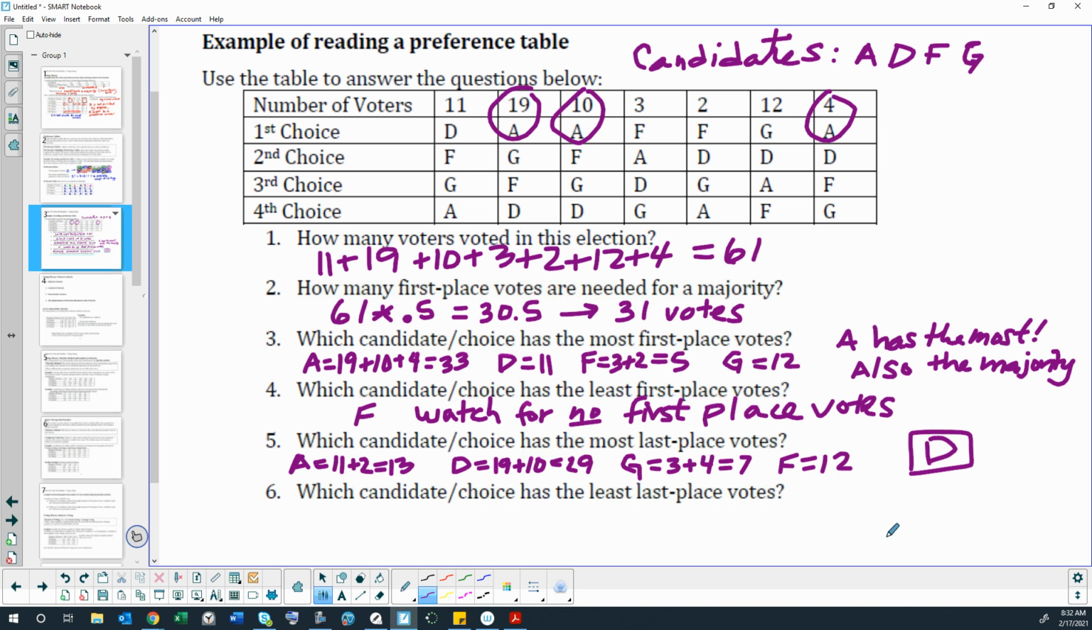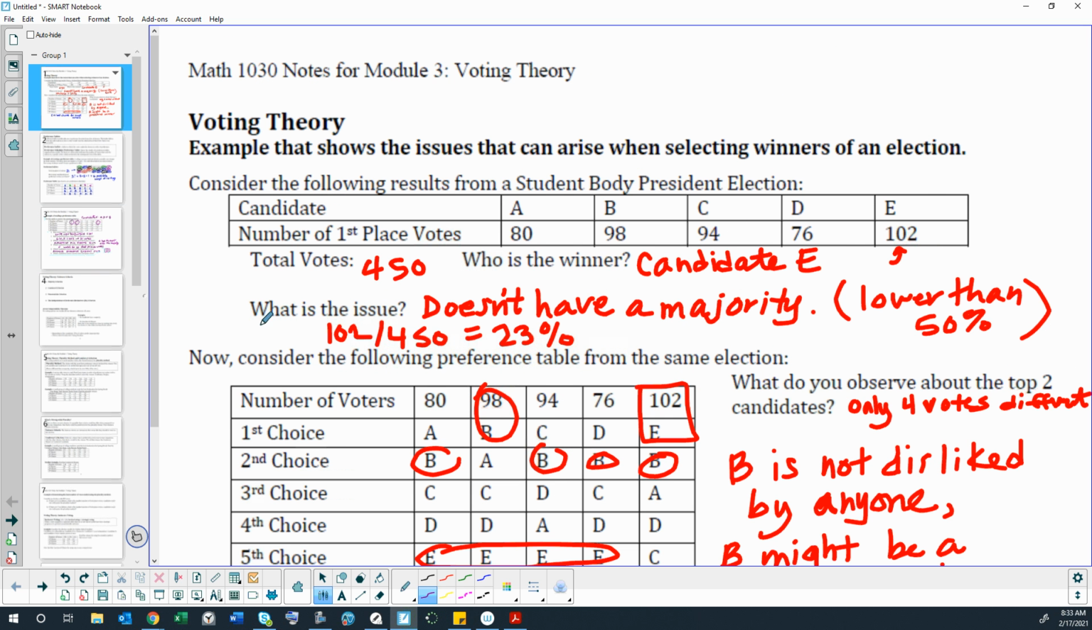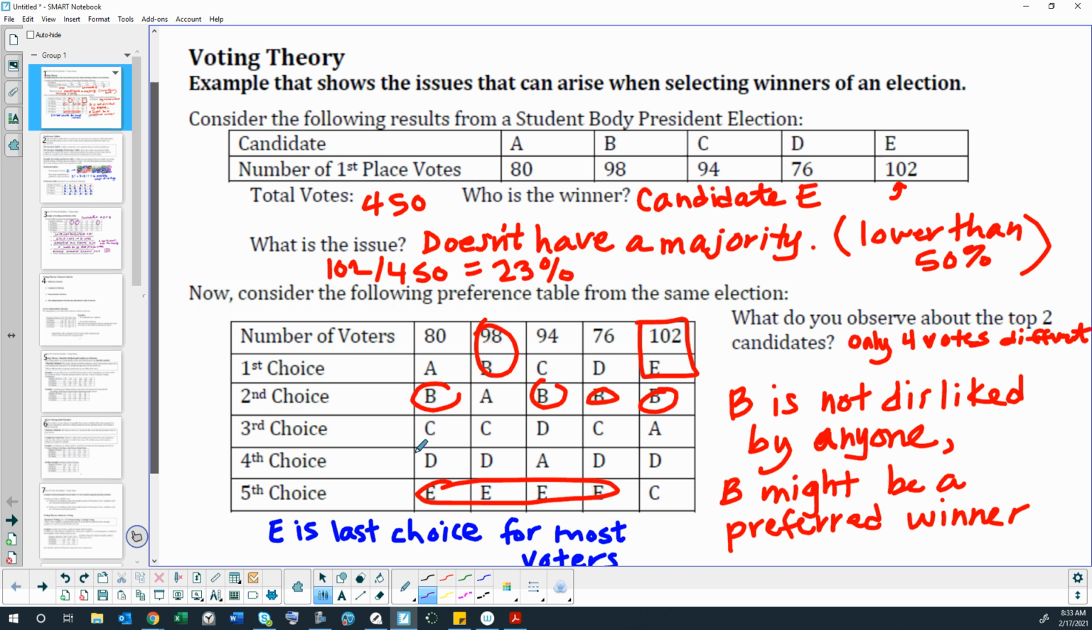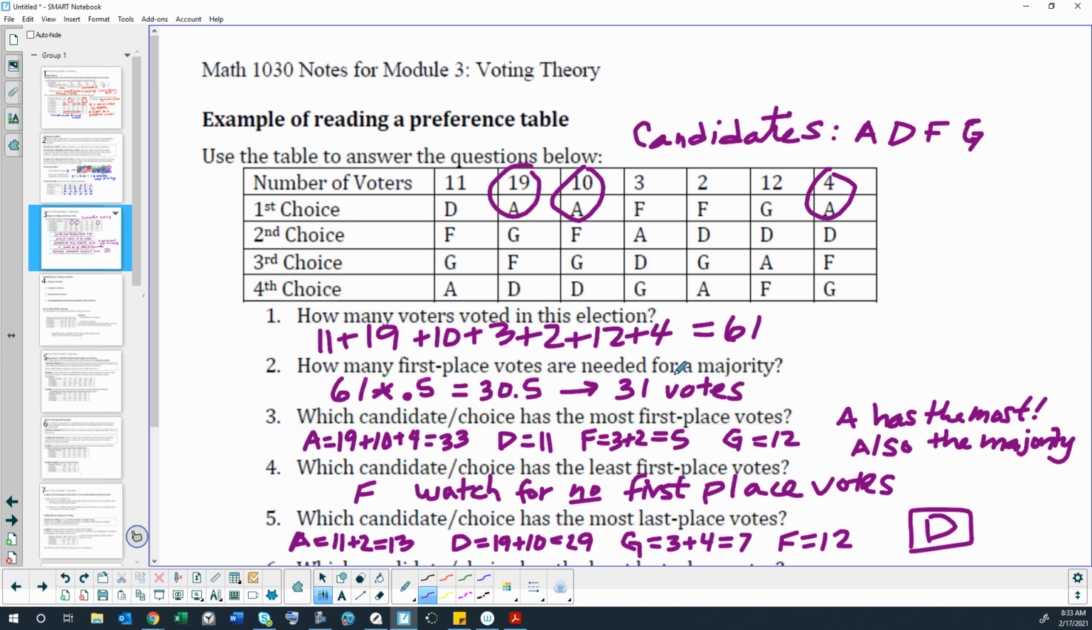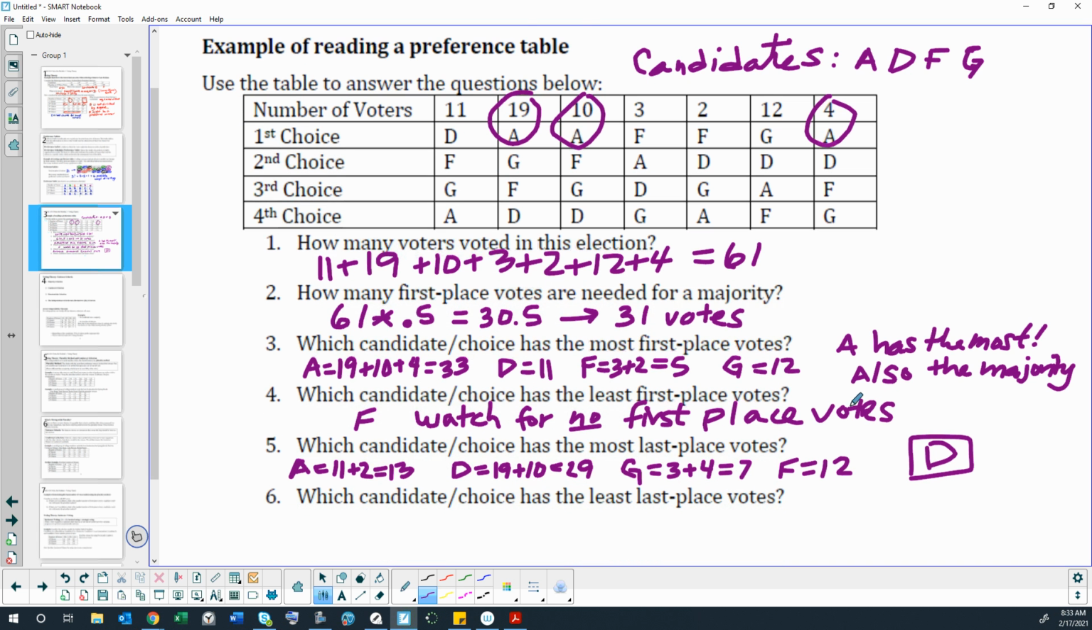Now, the thing that's interesting about this is kind of that example we saw at the very beginning when we said, well, E might be the winner, but E also has more last place votes, right? So that's probably an important thing to note, that D is the least popular candidate, came in last the most times. So, which candidate has the least last place votes? So looking at the list we just created, all 4 choices are included. There's none with 0. So the one with the smallest number is G.